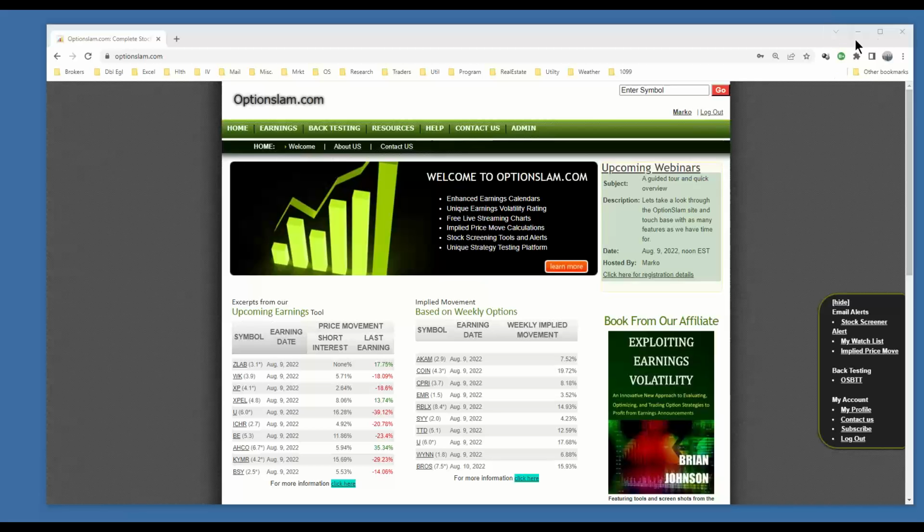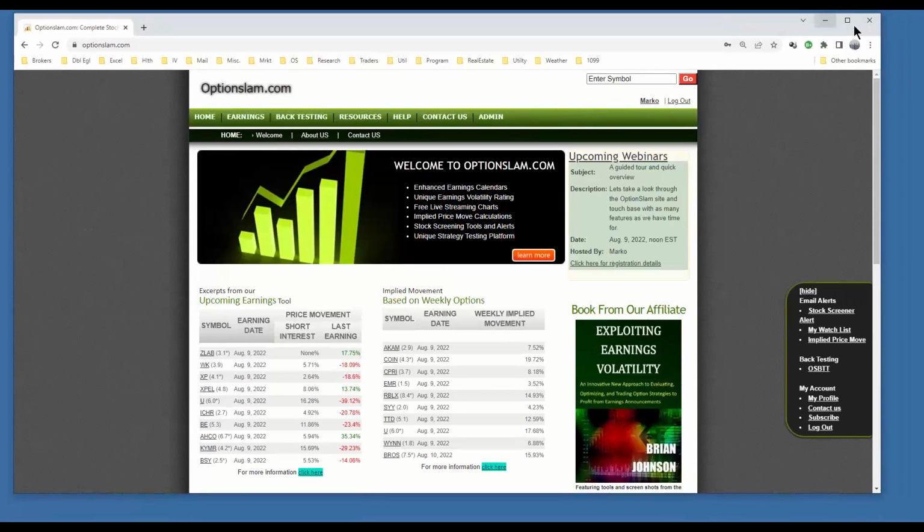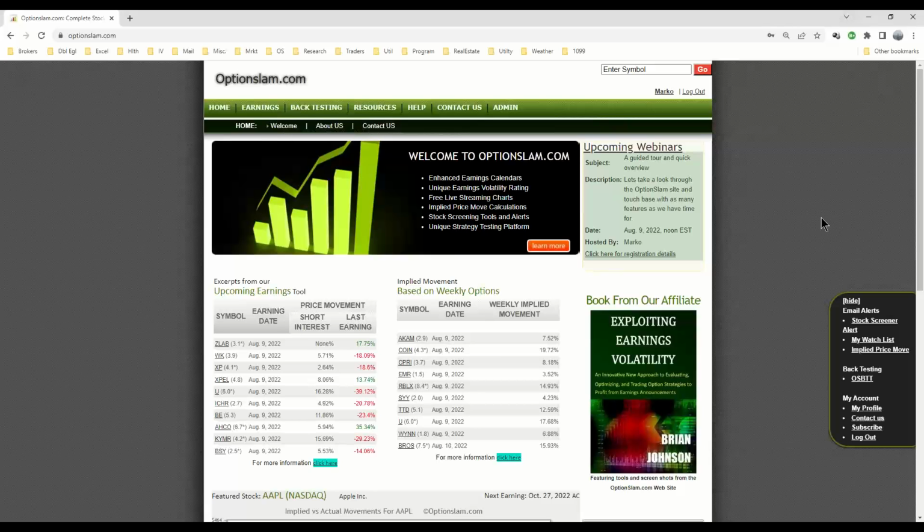Today, we're going to take some time to review through the website features, getting back to the basics, just an overview. This should help those of you who are new or newer to OptionSlam.com and refresh the memory of many of you who've been around for so many.